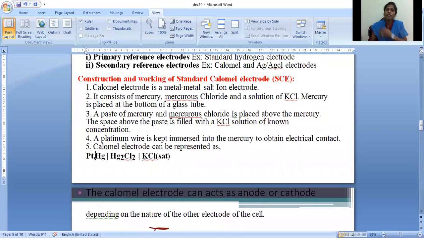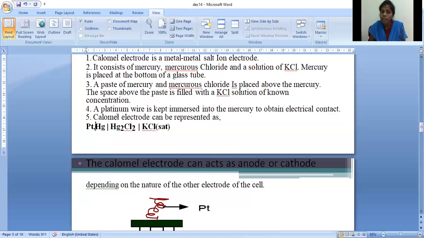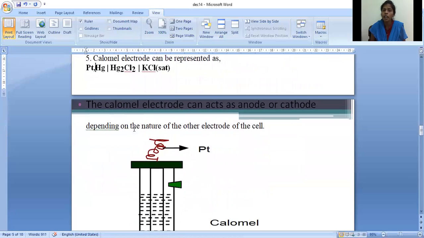Yes, so again I will read out once. Calomel electrode is a metal salt ion electrode. It consists of mercury mercurous chloride and a solution of potassium chloride. Mercury is placed at the bottom of the glass tube, and a paste of mercury mercurous chloride is placed above the mercury. The space above the paste is filled with the potassium chloride solution of known concentration, and a platinum wire is kept immersed into the mercury to obtain the electrical contact. And this is the cell notation of saturated calomel electrode.